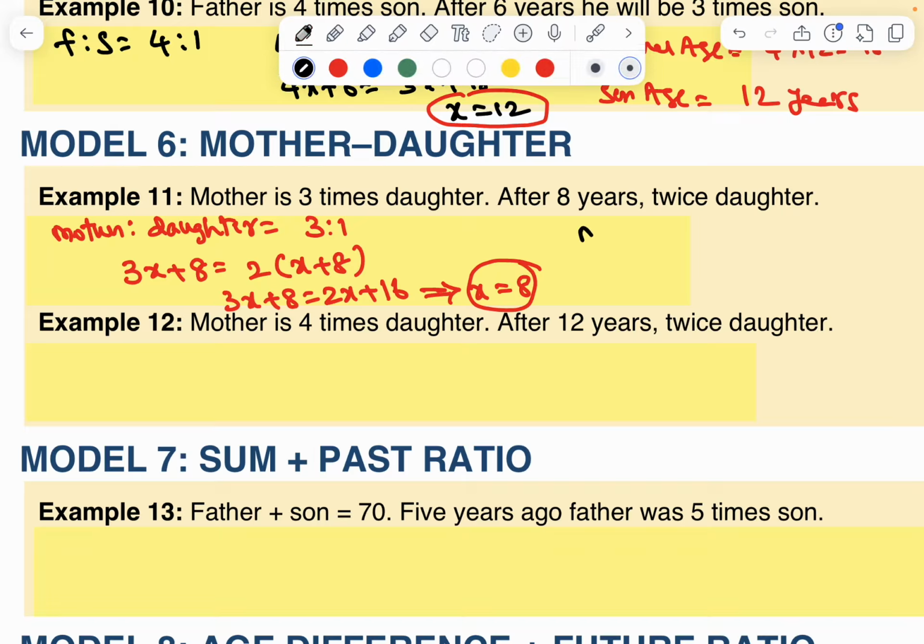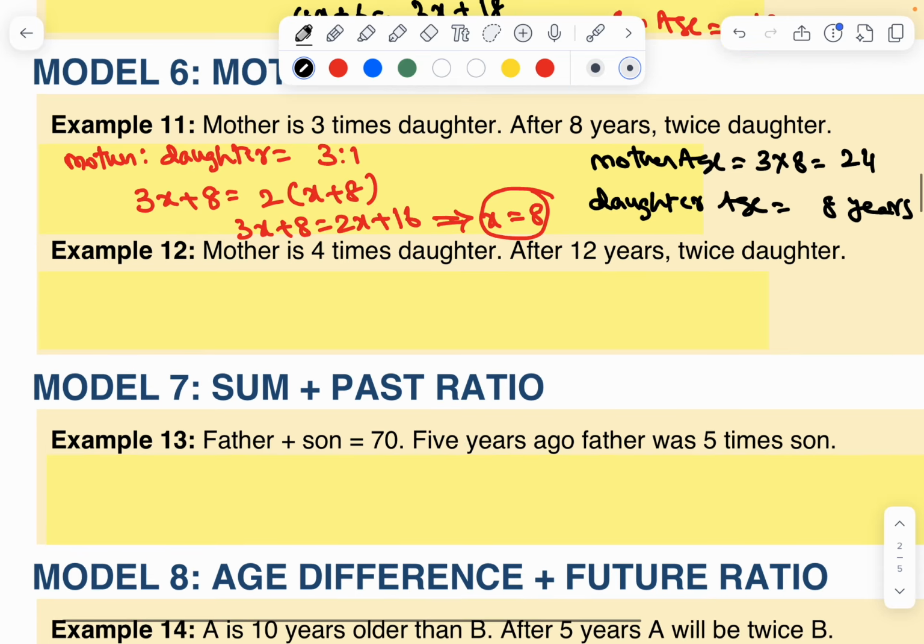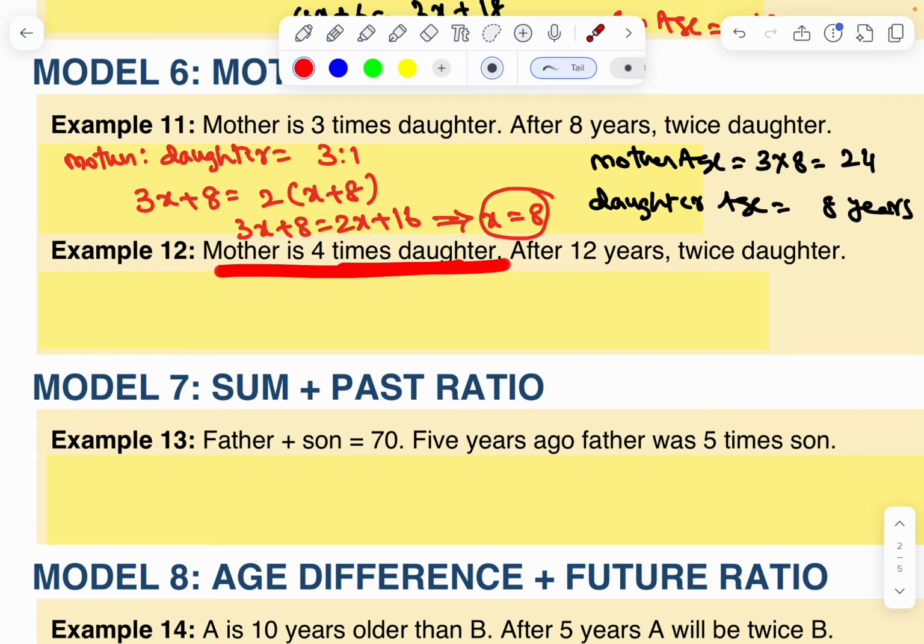Therefore, mother is, first of all, you can check this one. 3 into 8, 24 years. Daughter is 8 years. Okay, this is the answer.